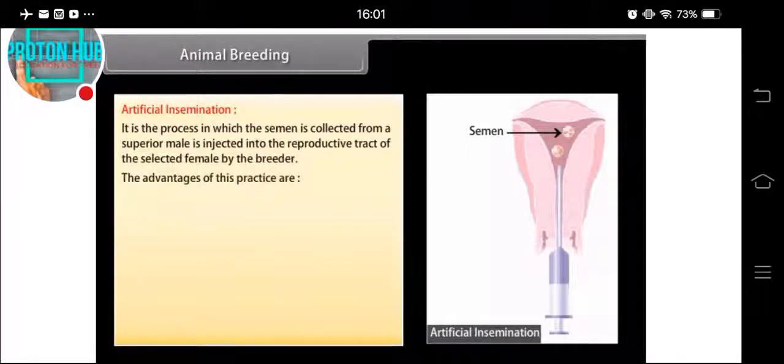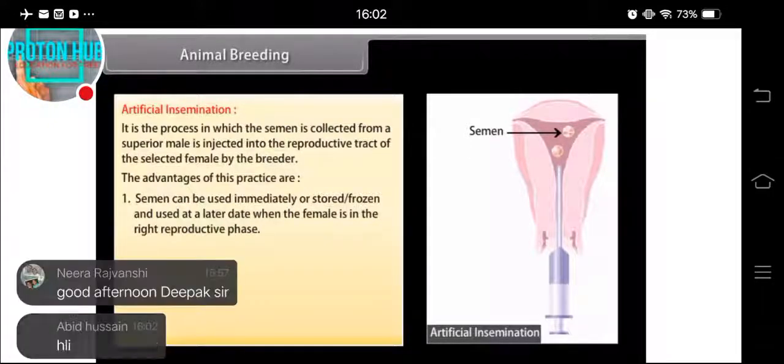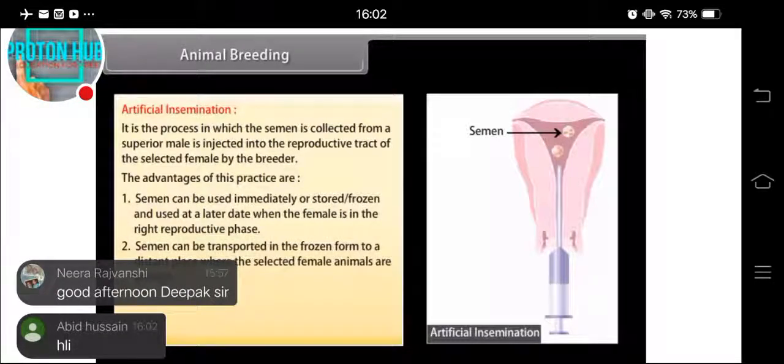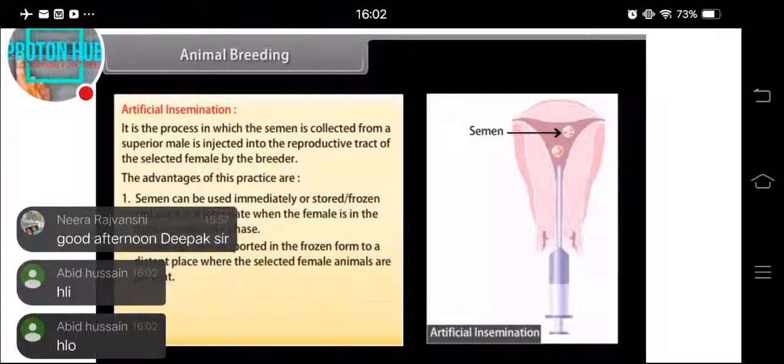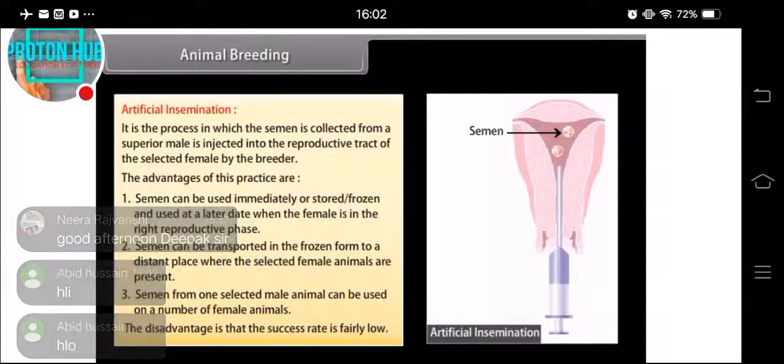The advantages of this practice are: number 1, semen can be used immediately or stored or frozen and used at a later date when the female is in the right reproductive phase. Number 2, semen can be transported in the frozen form to a distant place where the selected female animals are present. Number 3, semen from one selected male animal can be used on a number of female animals. The disadvantage is that the success rate is fairly low.